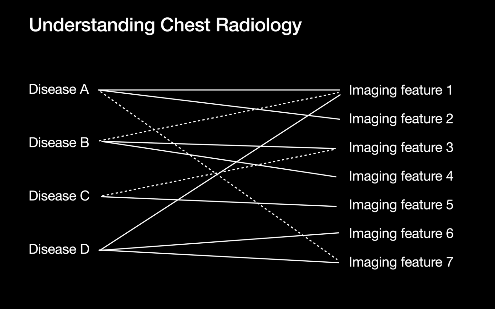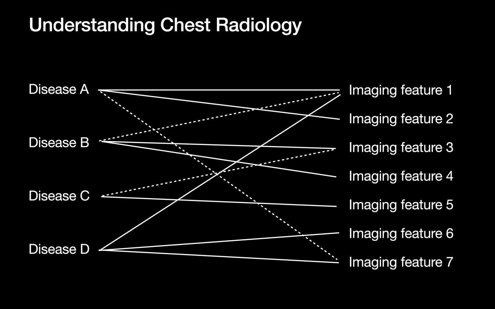Understanding chest radiology really comes down to understanding a web of relationships. And this web is governed by two very simple rules. Diseases produce imaging features, and imaging features point us back towards diseases. Sounds simple, but the problem is the relationships aren't one-to-one.